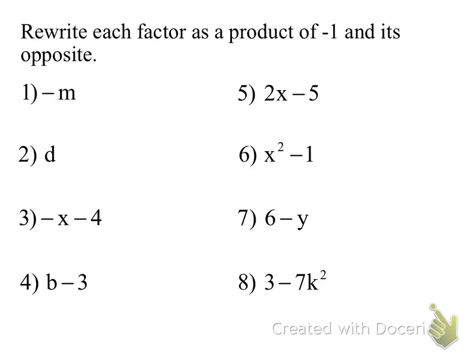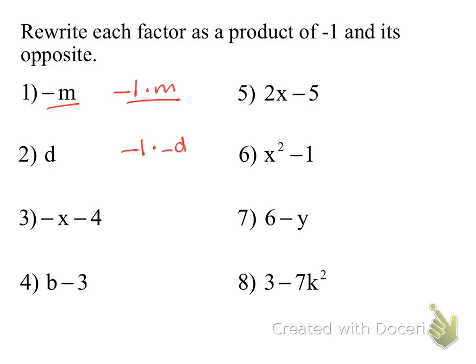Okay, now we're going to do something else. We are rewriting as a product of negative 1 and its opposite. So negative 1 and the opposite of negative m is what? M times m. Now, is that equivalent to what's seen there? Yeah. So when you multiply negative 1 times the opposite, it makes an equivalent expression. So how would I write number 2? Ethan? Negative 1 times negative d. Yep. And that equals positive d.